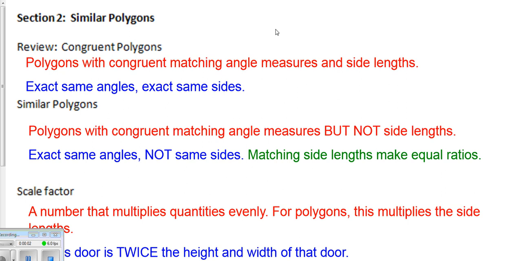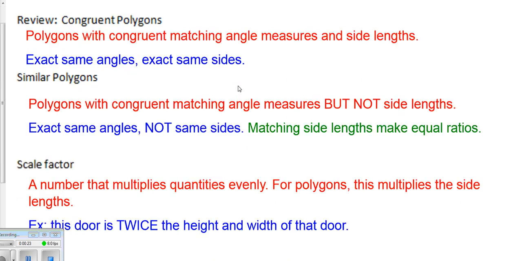Right, section 2 is going to be all about similar polygons. We're going to start off by going over some terminology first. We're going to review an old term, congruent polygons. Remember, this is polygons with congruent matching angle measures and side lengths. So all the same angles, all the same sides. It looks like the same shape twice. It's the exact same figure.